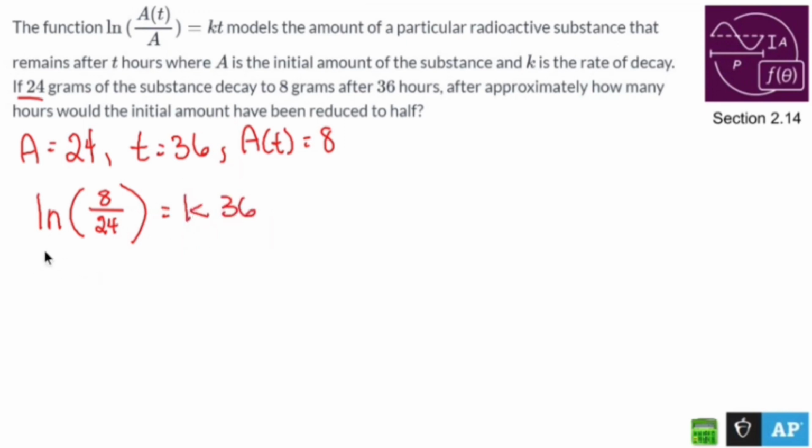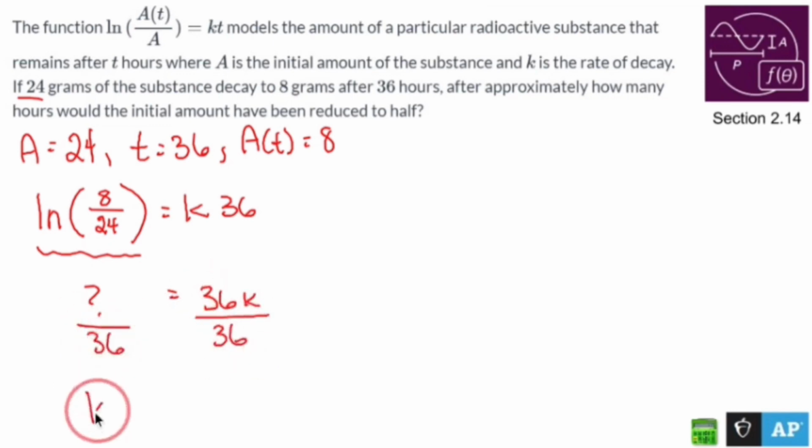In my calculator, I'm going to type this guy out and get some gross number. Once I get that gross number, I'll have 36 k. I'll divide both sides by 36, and then k will equal something brand new. So one more time, I'm going to run to my calculator and find out what ln of 8 over 24 is, get a number, divide that number by 36. That gets me k, which is going to be my rate of decay, something that I'm going to need in order to do part 2 here.